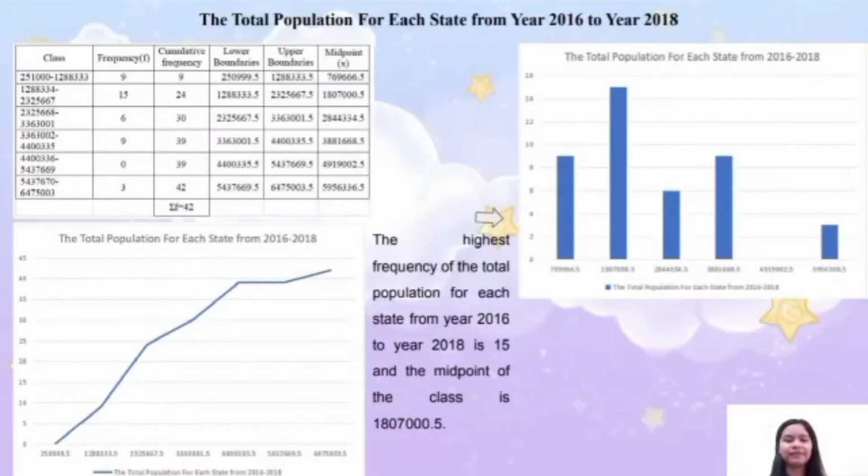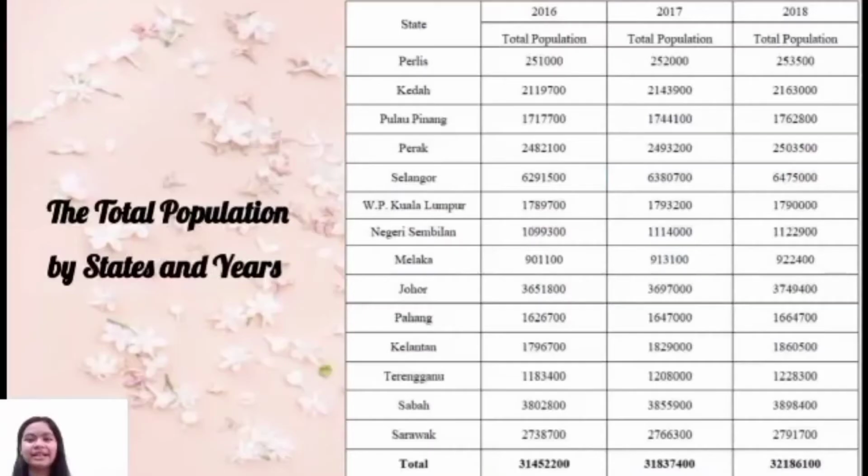And the last graph is about the total population for each state from year 2016 to year 2018. From the histogram graph, we know that the highest frequency of the total population for each state from year 2016 to year 2018 is 15, and the midpoint for the class is 1803700.5. This table is about the total population by state and years.